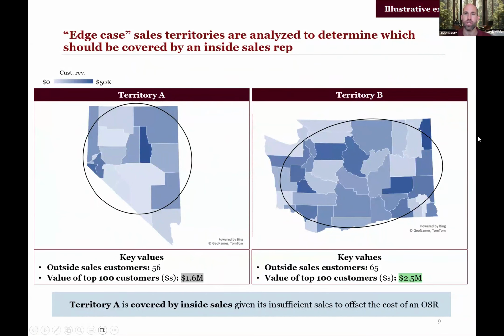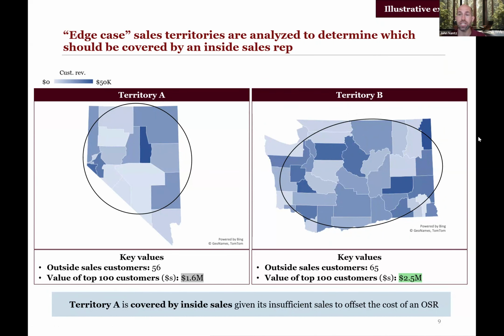Now, one thing that's really interesting, and this comes out of the previous page, I mentioned that in this example, Nevada was one state that was deprioritized. Well, why is that? We will typically look at, hey, we could do an outside sales territory here, but is the territory itself big enough to warrant having a dedicated outside sales rep? So on the left-hand side, you've got Nevada, and we said, look, we have 56 customers that qualify for outside sales coverage, but the total value of them is $1.6 million. And for this company, the break-even point for an outside sales rep was higher.